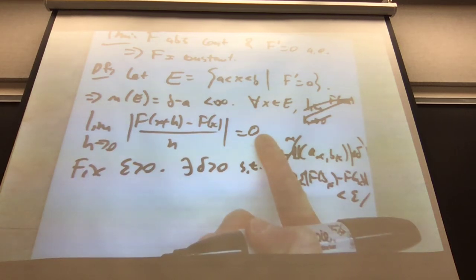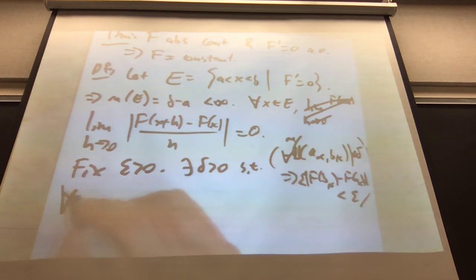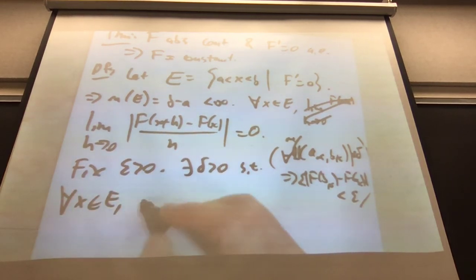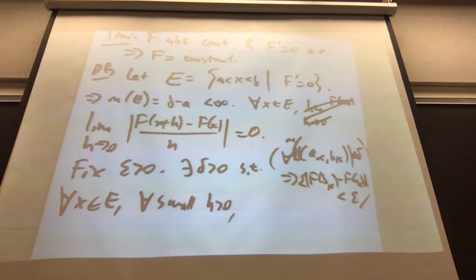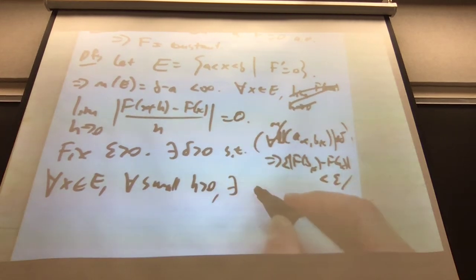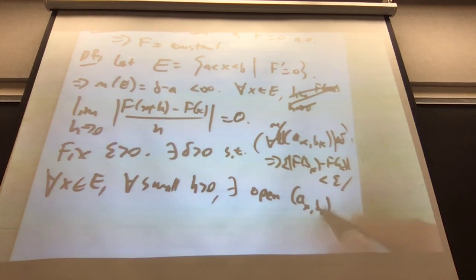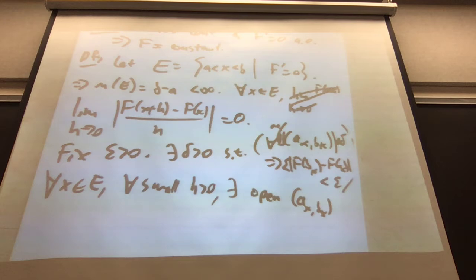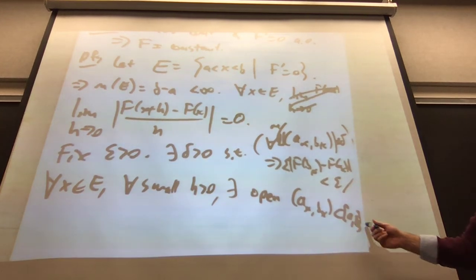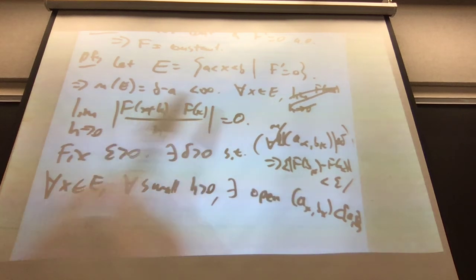So take, for all x in E, and for all small h positive, intervals around x. Yes. There exists an open (a_x, b_x). What does small mean? Well, small enough that I'm not outside of [a, b] when I do this. So let's make this contained in [a, b]. It doesn't have to be small, but just make it contained in [a, b] when I'm evaluating this thing.